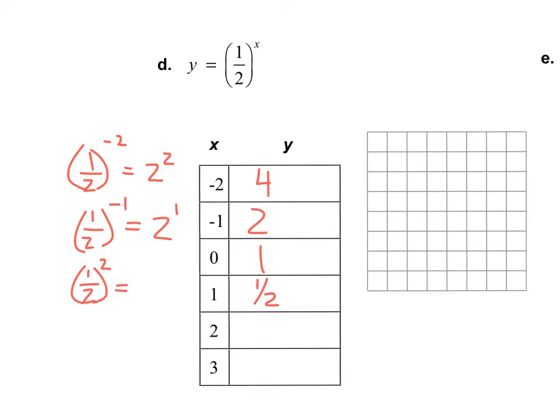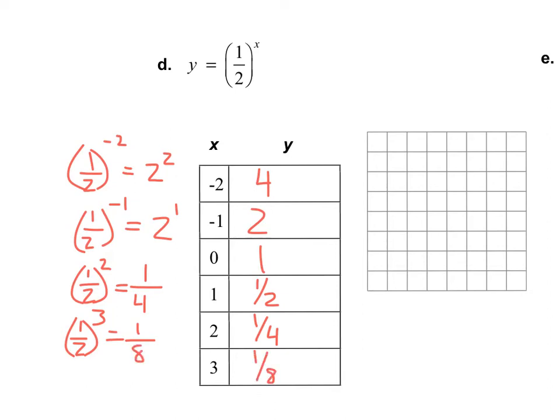So 1 squared on top is still 1. 2 squared on bottom is 2 times 2, that's 4. So that's 1/4. And then I have 1/2 to the third power. So I'm applying that power of 3 to everything on top and bottom. So 1 to the third power is still 1. 2 to the third power is 2 times 2 times 2. That's 8. So that's 1/8.